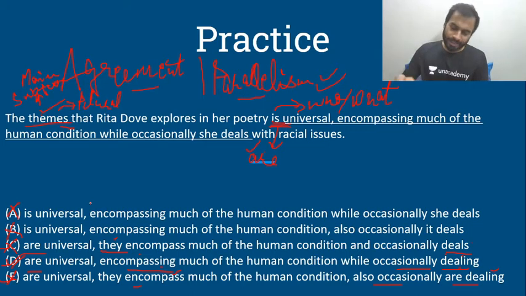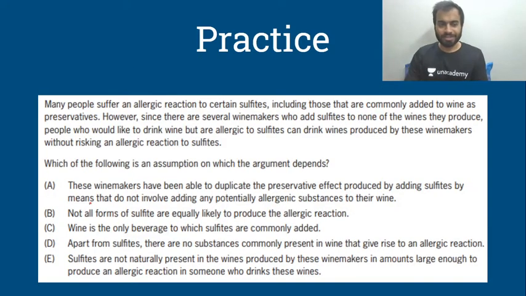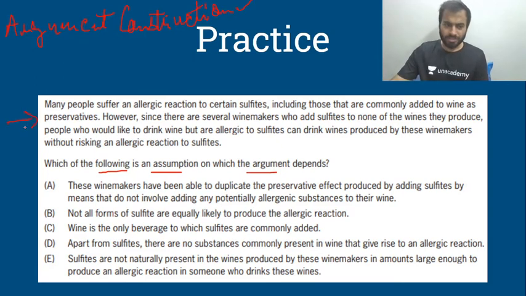All right, let's move on to the critical reasoning question now. Which of the following is an assumption on which the argument depends? Now, what is this? This is an argument construction question. Let's read the passage.